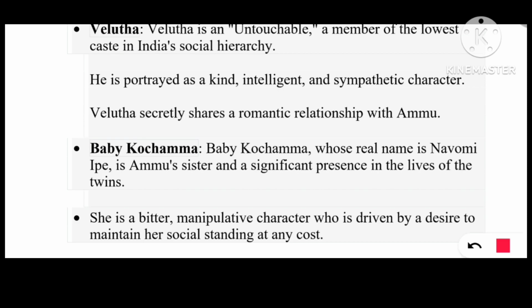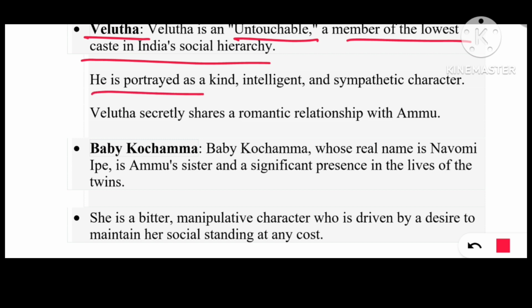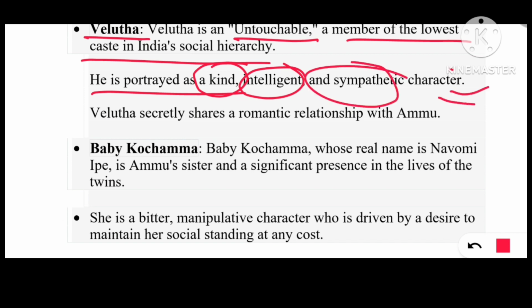Now next in the list is Velutha. As I told you, Velutha is untouchable and he is from a lower caste. Now he was obviously taken with another view by the society, which is not liked by Velutha, because he thinks that he is secluded from the society. All right, he is portrayed as a kind, intelligent, sympathetic character. Now, whether he had money or not, he used to take care of humanity. Now, the same he was expecting from the head as well, but that did not happen.